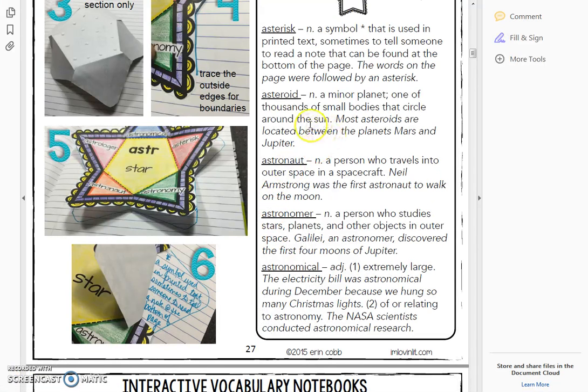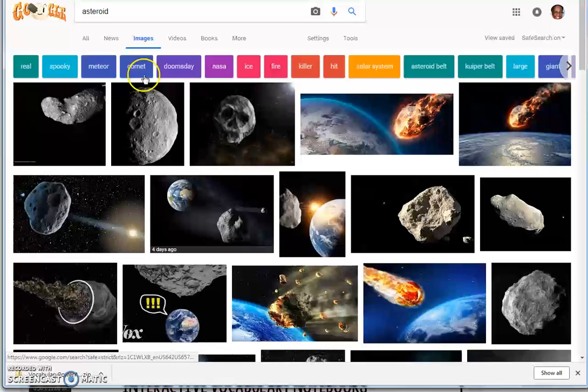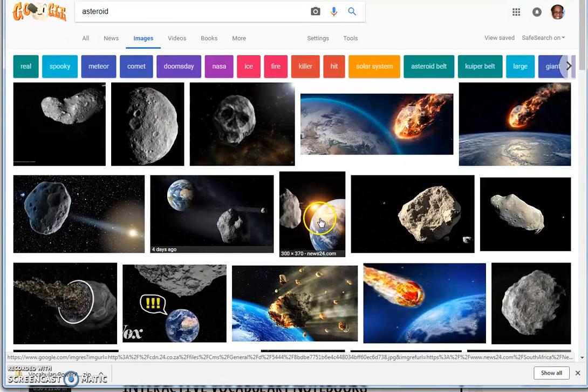Our next word is asteroid. This is a noun, and it is a minor planet, one of thousands of small bodies that circle around the sun. Most asteroids are located between the planets Mars and Jupiter. So you can see that our root aster means star, so these words are going to be dealing with something related to the stars. I myself am a visual learner, so I always like to look to see what these words mean and see a picture of it.